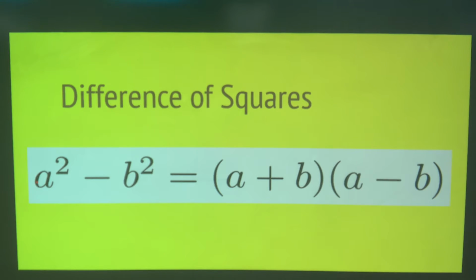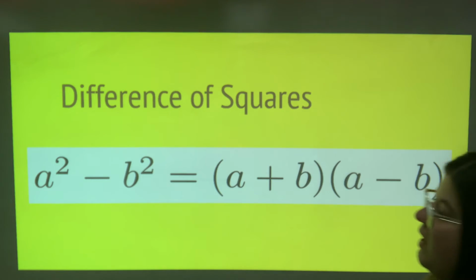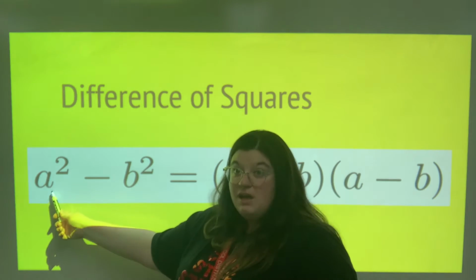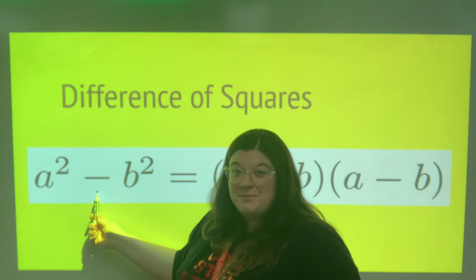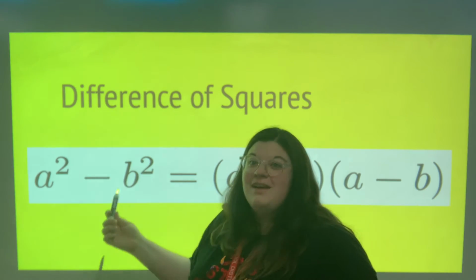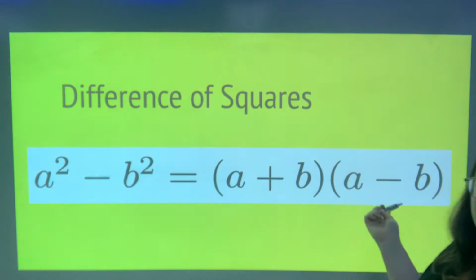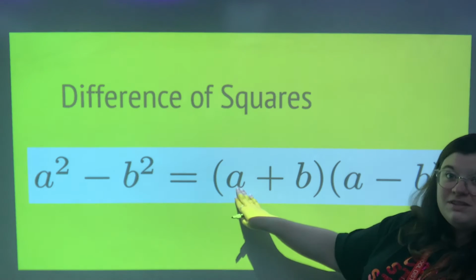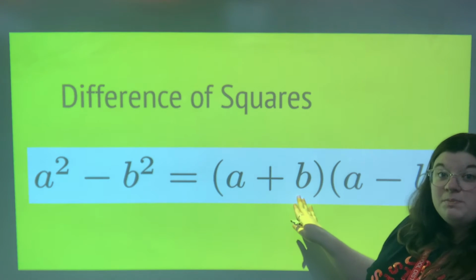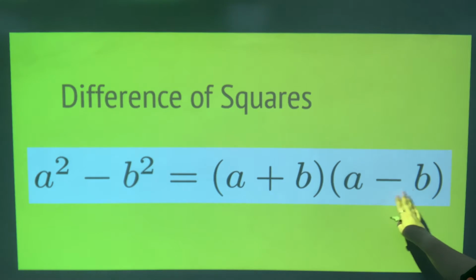Let's now look at difference of squares. This one's pretty easy. I like this one. So if you can recognize a polynomial that's in the form of a square number subtracted by a square number, then it's going to simplify out to be this, where we have the first thing added to the second thing, multiplied by the first thing subtract the second thing. Pause to get that down.